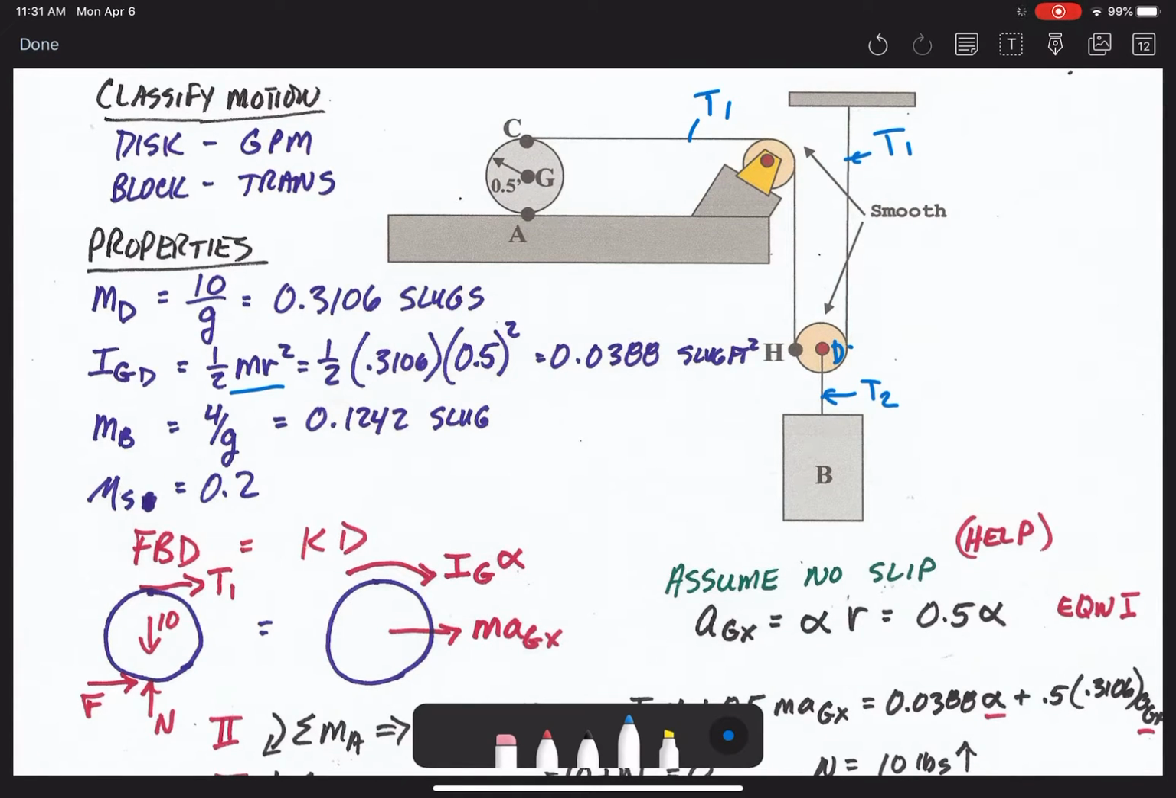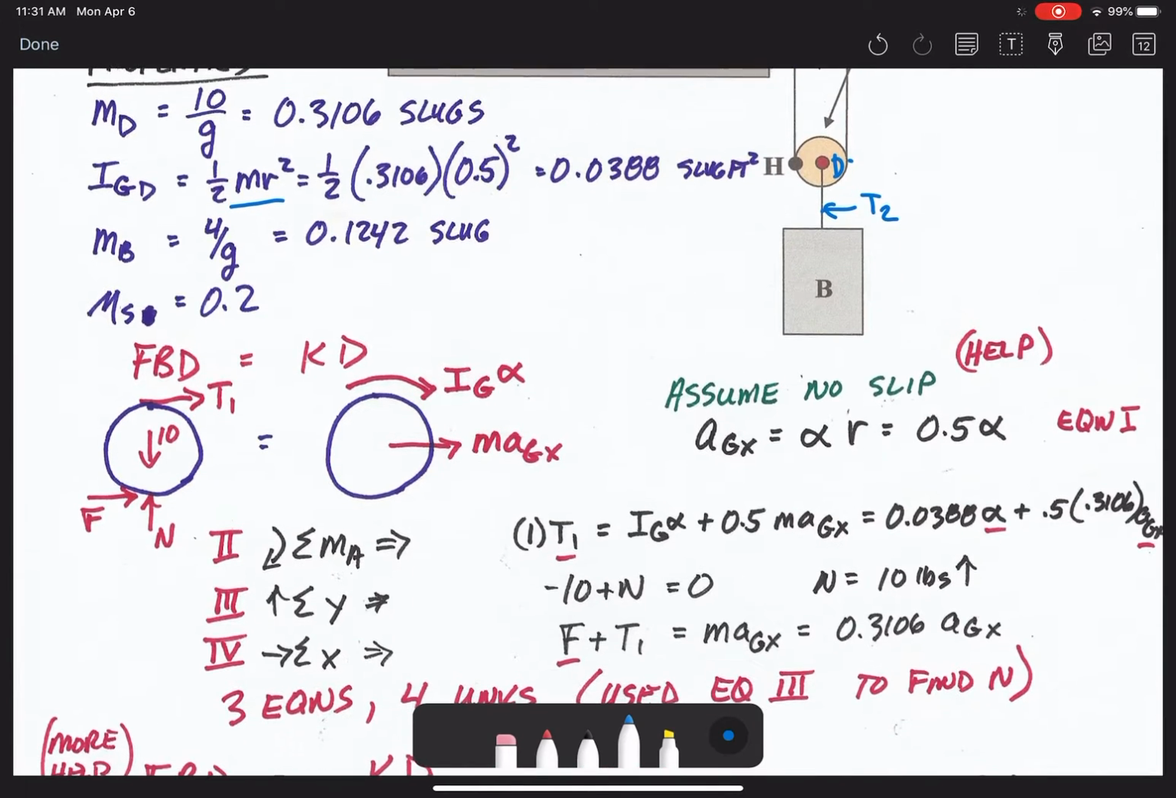Also the mass for the block, 4 pounds divided by g, 32.2, we get 0.1242 slug. And then the coefficient of static friction is 0.2. So for the two bodies, we draw the free body diagram equal to kinetic diagram for each of the bodies.